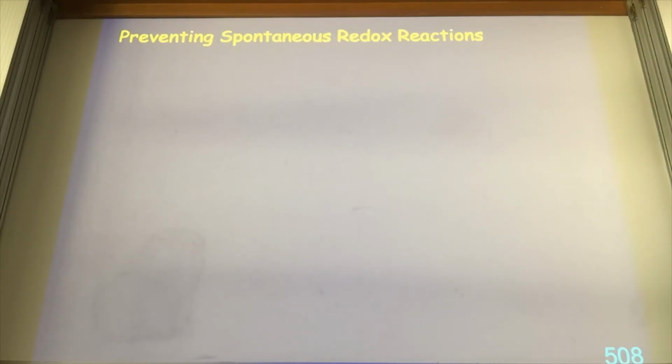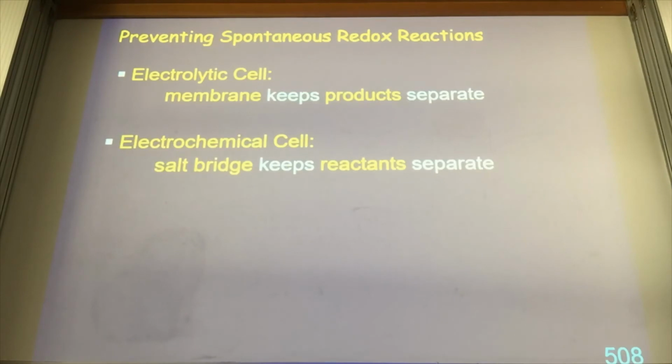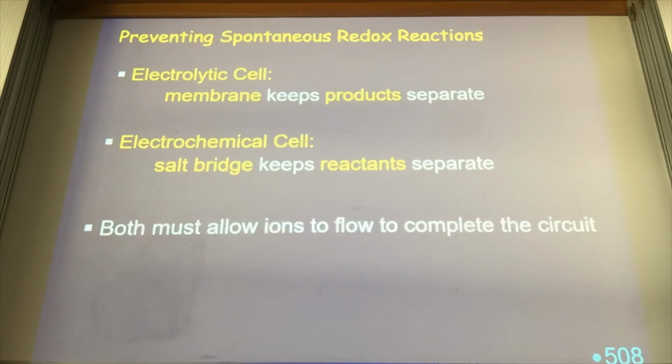So we've seen a couple of structures so far which are designed to prevent spontaneous redox reactions by keeping products apart. So the membrane or the steel mesh in the Downs cell keep the products apart because they are what would react spontaneously. In an electrochemical cell, of course, it was the salt bridge or the membrane barrier in a galvanic cell in a battery that keeps the reactants separate, because in a galvanic cell it's the reactants which would react spontaneously. Both allow the electrolyte to pass to complete the circuit.